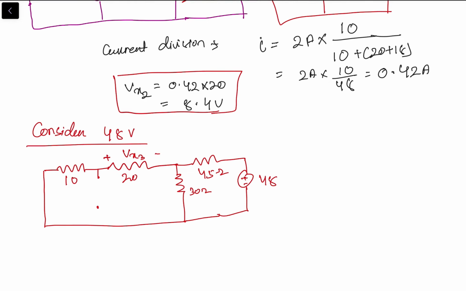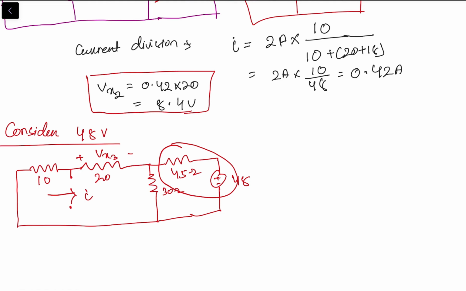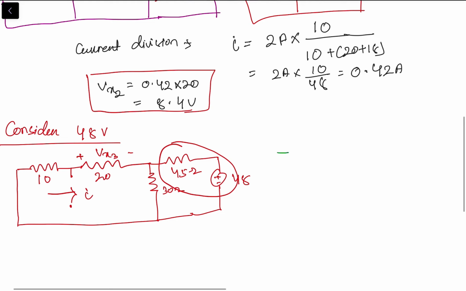So I have to find the voltage across Vx3, and for that let us consider the current flowing here is I. Okay. So when the current is flowing through this I, then using the source transformation, these two I can use the source transformation, because in the question also it has asked to do so. So if I do the source transformation, then I can redraw the circuit again. So this is 10, this is 20, and this is your 30.